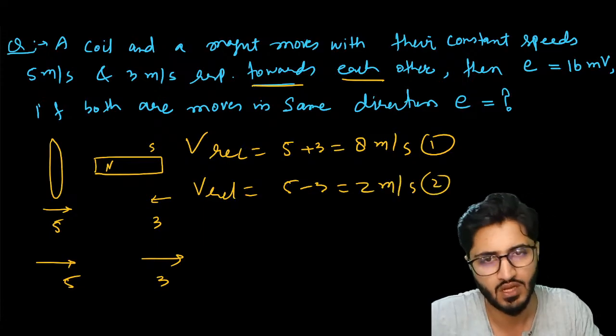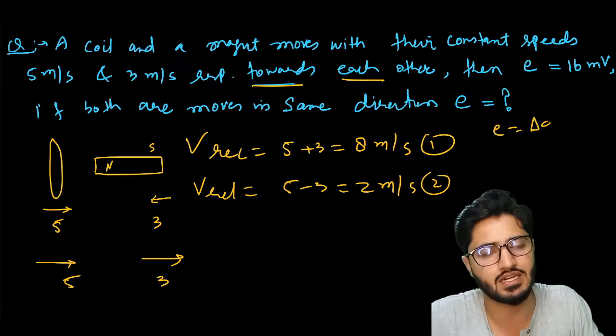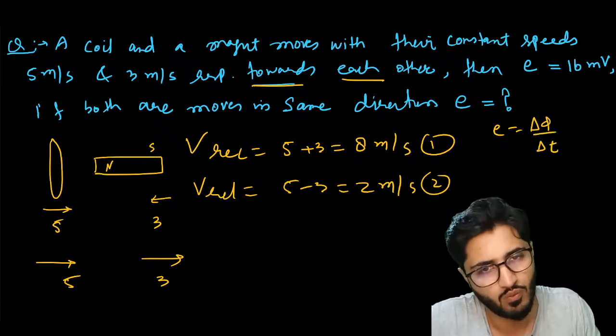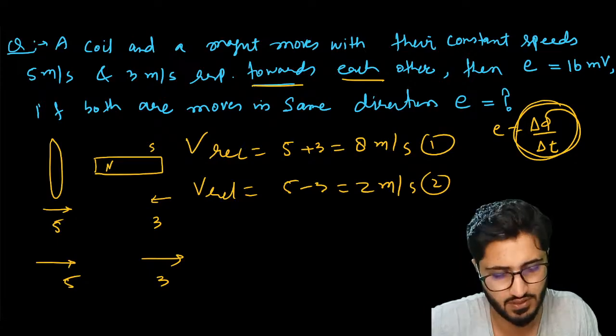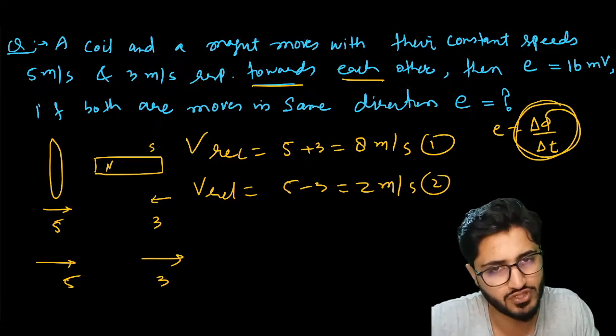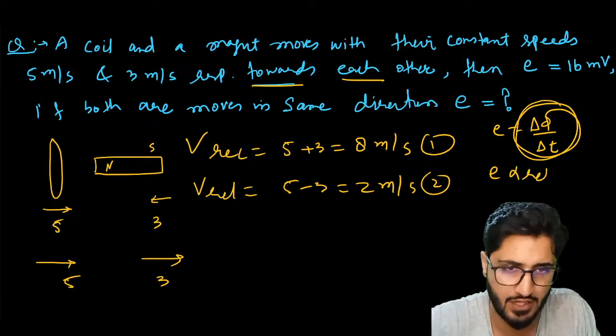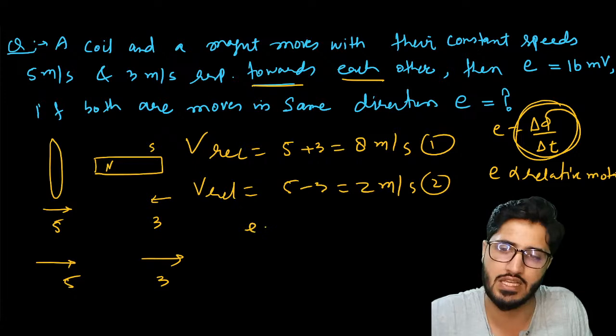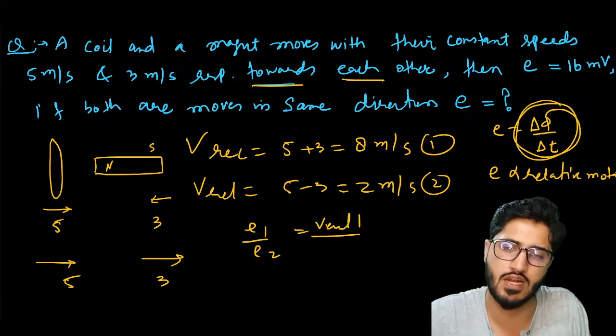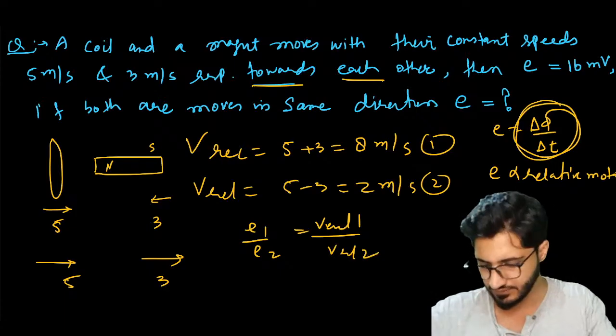Done. What is E? Sir, E is delta phi by delta T. Is it the rate of change of flux? So is this relative motion? Yes. So E is proportional to relative motion. I can write E1 by E2 equals V relative first divided by V relative second. I can write this equation now.